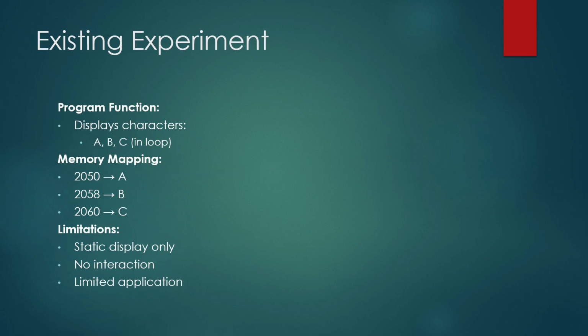The existing experiment was that the characters shown on the screen would be A, B, C, as per the code given in our lab manual. There was only a static display and no interaction of any kind. ABC was of limited interaction and was primarily just to show how the LED matrix is coded in the background, and how the 8085 codes and works in the background.